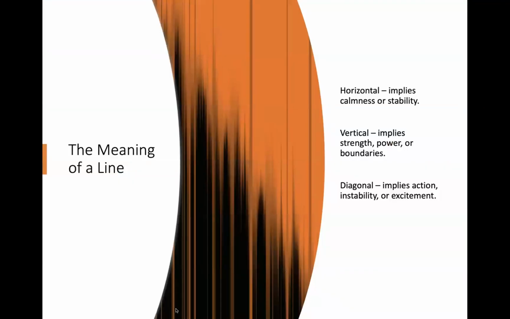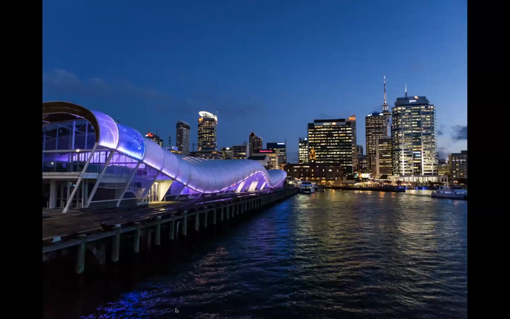When you think about the meaning of lines, horizontal lines imply a calmness or stability. Vertical lines imply strength and power, sometimes even boundaries. And then you have diagonal lines, which imply action, instability, or excitement. So here we have a horizontal line. It's very calming. We get the horizontal lines of the tide in the water, of the bridge. But the vertical lines of the buildings show that the city has this prominence, right?